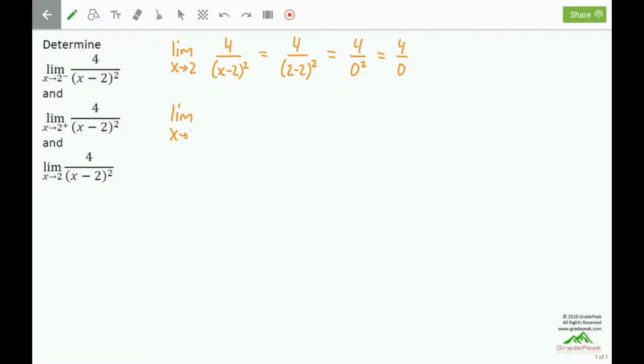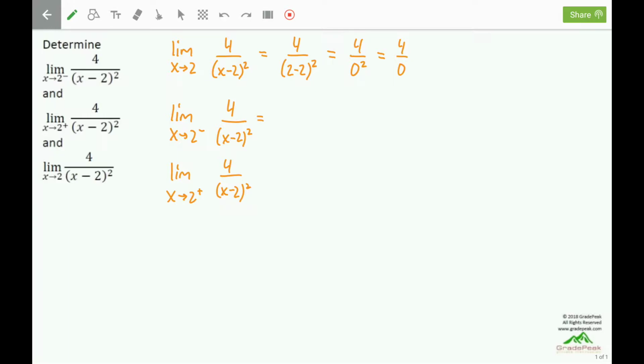We have the left-sided limit indicated by a negative superscript on the 2, and the right-sided limit indicated by the positive superscript on the 2. Let's start with the left-sided limit.